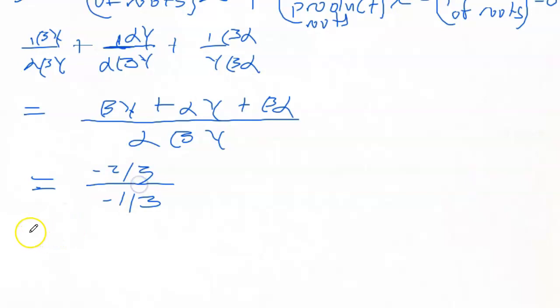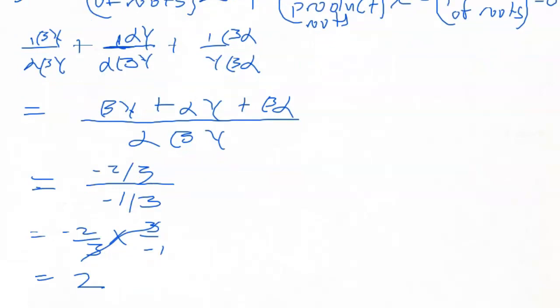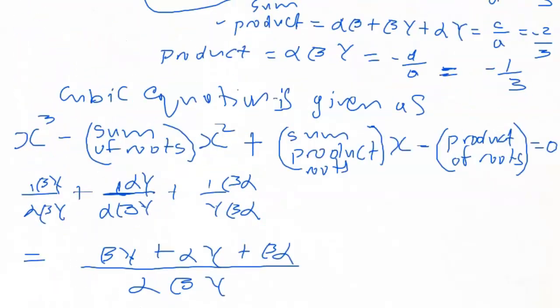So what we have here is negative 2/3 divided by negative 1/3, which is the same thing as multiplying by the reciprocal, negative 3 over 1. Just multiply and reciprocate, right? So we end up with negative 2 divided by negative 1, which is positive 2. All right? So the sum of the roots, we found that to be positive 2. So when we're writing the equation, this would be 2x squared. All right, so this was the sum.